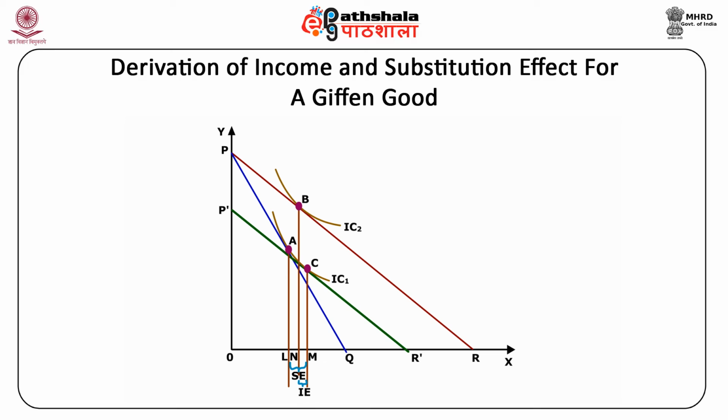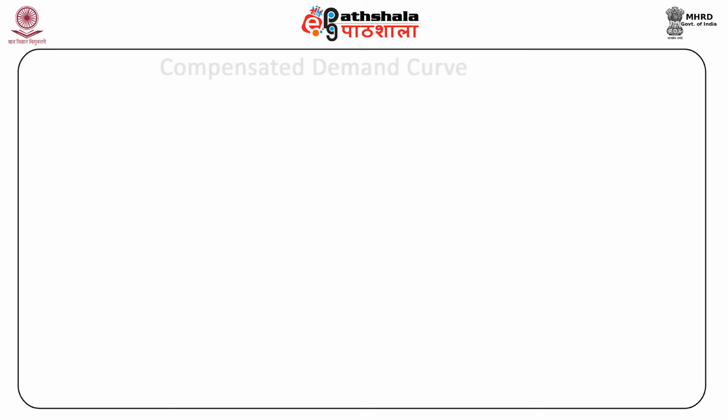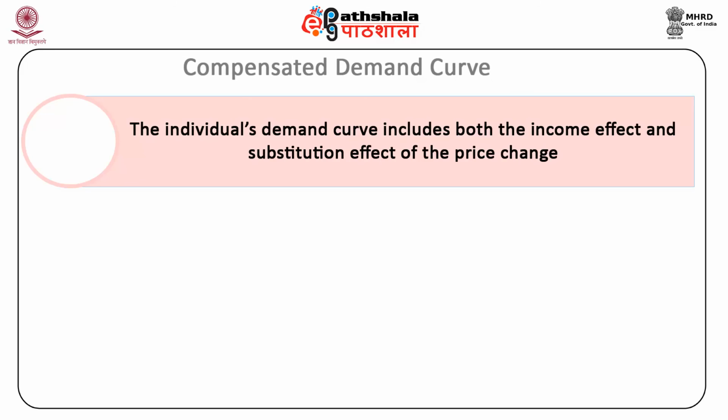Therefore, the total price effect shows a reduction in quantity consumed with a fall in price of the good, ceteris paribus. Thus, when the price of a Giffen good decreases, the quantity demanded also decreases, representing an exception to the law of demand. In the previous section, we discussed the derivation of the ordinary demand curve for an individual consumer from the price consumption curve. We saw that the individual's demand curve includes both the income effect and substitution effect of the price change.